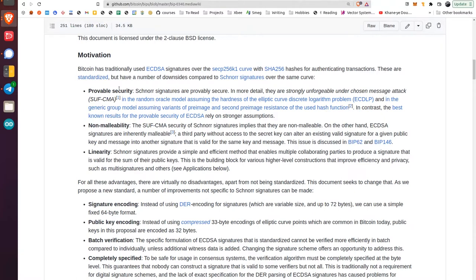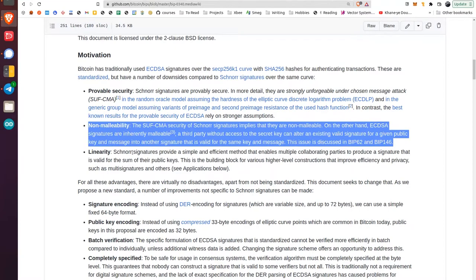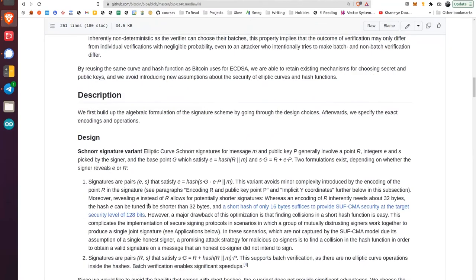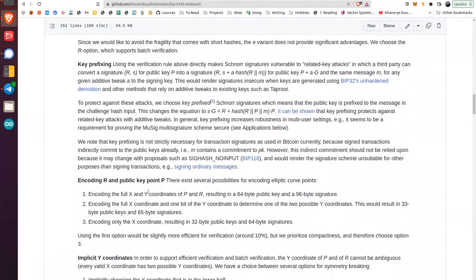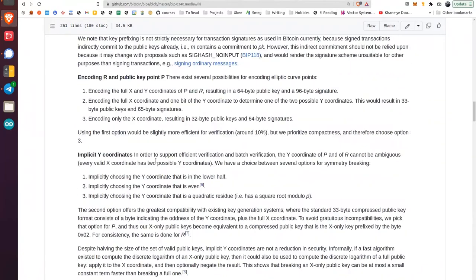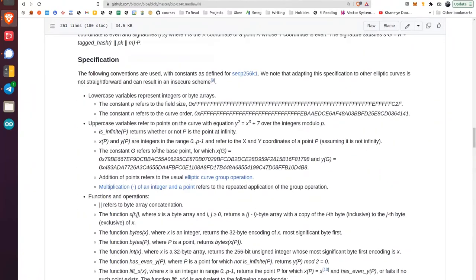So we've got provable security, like I said. I don't know what you consider better or stronger, but just more provable, which is cool. Non-malleable signatures and this linearity thing, which is a cool property. Cool. What else is in this BIP? It does this key prefixing stuff. It has a whole specification for how to do them. That's nice. Specs are cool.